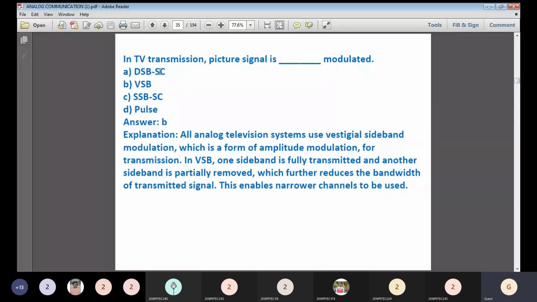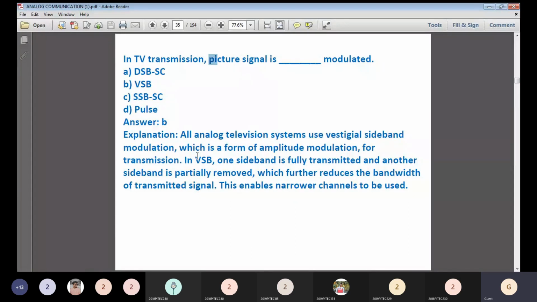Next, in TV transmission, the picture signal is dash modulated. The picture signal is vestigial sideband modulated. So here three modulated signals are available in amplitude modulation: double sideband, single sideband, vestigial sideband. Out of these three modulation methods, which one is suitable for picture signal transmission? See the explanation here: television systems use vestigial sideband modulation.